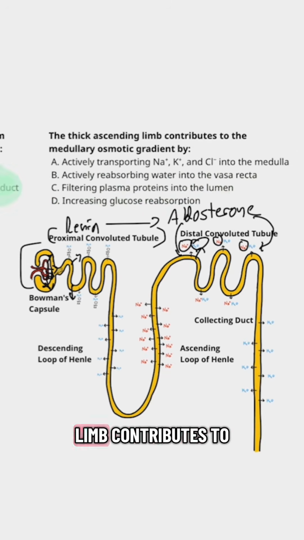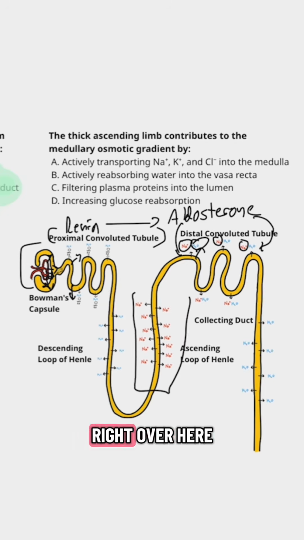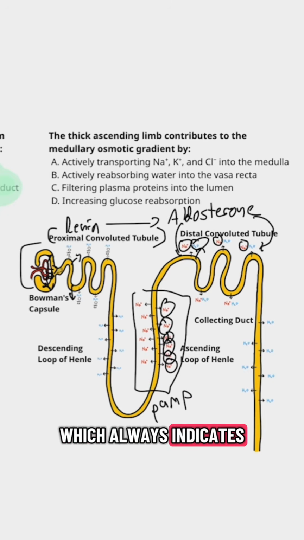The thick ascending limb contributes to the medullary osmotic gradient by blank. The ascending loop of Henle is right over here, and what it does is it reabsorbs a bunch of sodium ions through the action of sodium-potassium pumps. And notice that we use the word pump, which always indicates active transport. So our answer matches up with A.